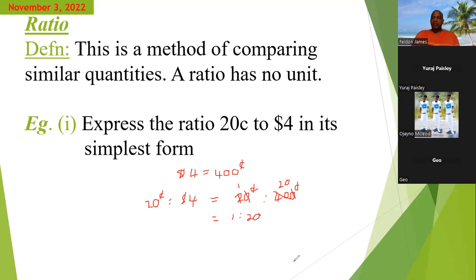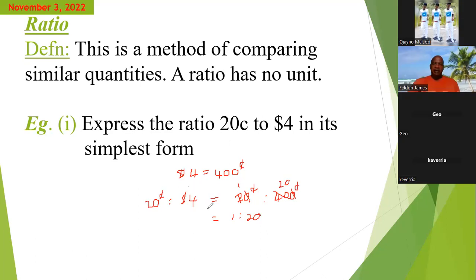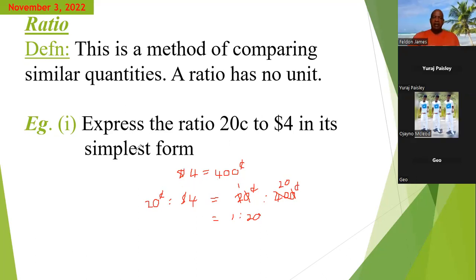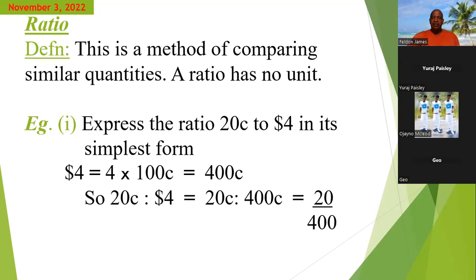Anybody agree? Let me see the hands of those who would have done the same thing. Right. All right, very good. So that is what we have to do when we are reducing or expressing a ratio in its simplest form. You simply write the ratio just like a fraction, find the highest common factor and divide it down, cancel down to its lowest form. All right, so as we see, $4 would be 4 times 100 cents is 400 cents. So the ratio would be now 1 to 20.